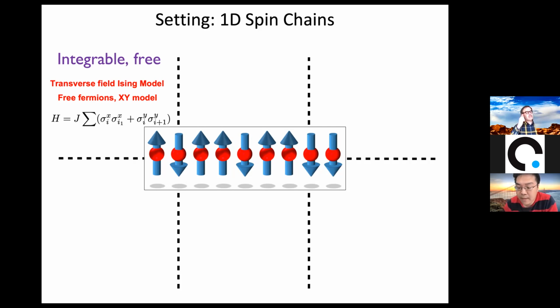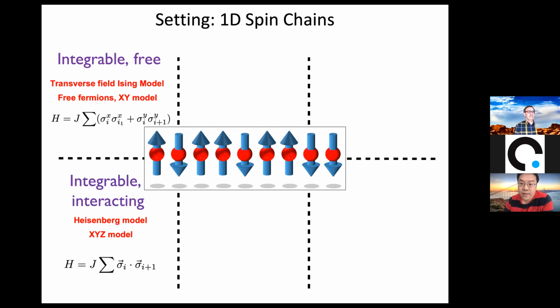It turns out that there are integrable models that are not free, like this Heisenberg model, the model I've written down here in the Hamiltonian, the nearest neighbor interaction in terms of sigma dot sigma. So we have XX, YY, and ZZ when one expands this dot product. These types of Hamiltonians are also integrable.